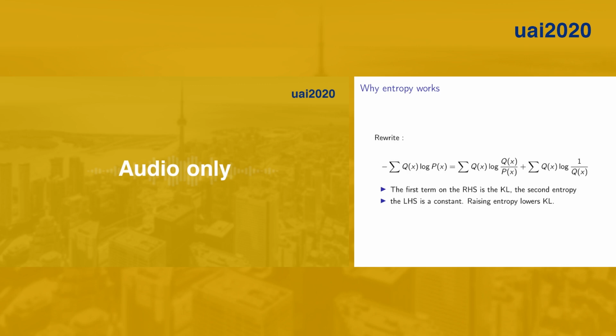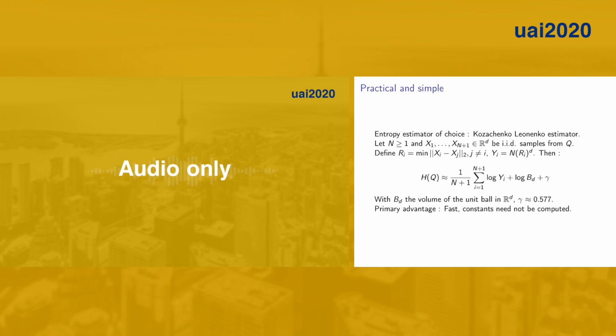We have here a KL term. We have here an entropic term. You want to lower the KL, and you want to raise the entropy. And you can do that because this is a constant. So if you raise the entropy, you're lowering the KL. So we just need to put an appropriate entropic regularizer. And what will we put? Well, we're going to put the Kozachenko-Leonenko estimator.